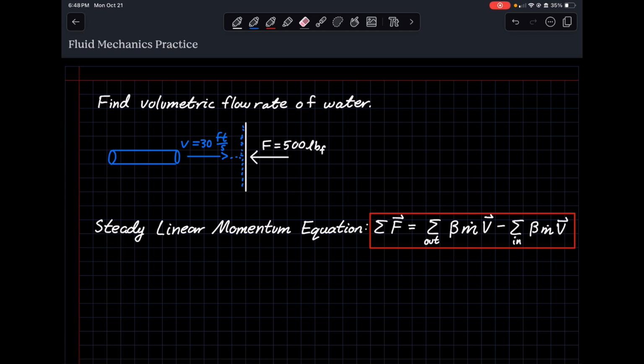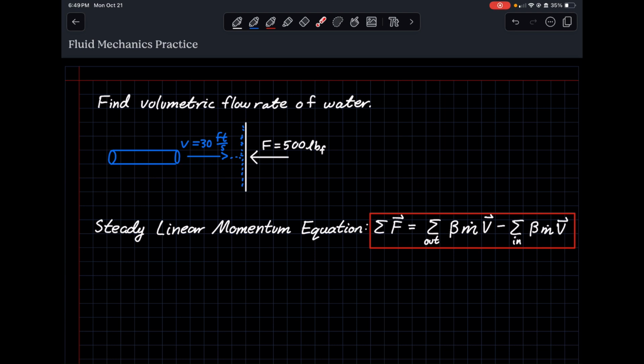So we're given a jet of water that is moving at 30 feet per second, and it is hitting a completely vertical plate, and the water is just directly splashing kind of up and down along this vertical plate. The whole system is stationary as there is a force of 500-pound force being applied to the other side to counteract the force of the water pushing onto this plate. So our goal is to find the volumetric flow rate of the water.